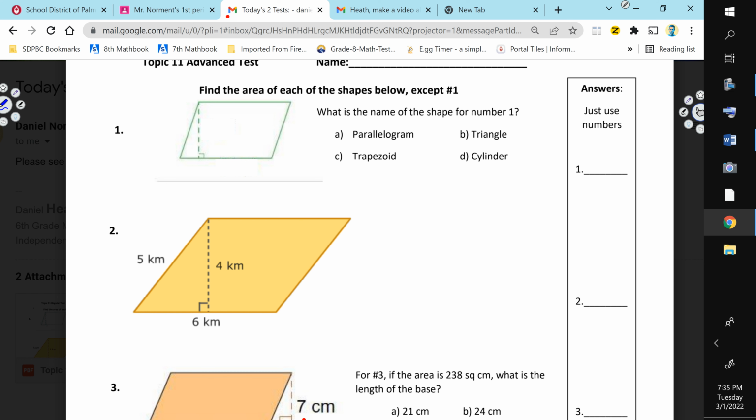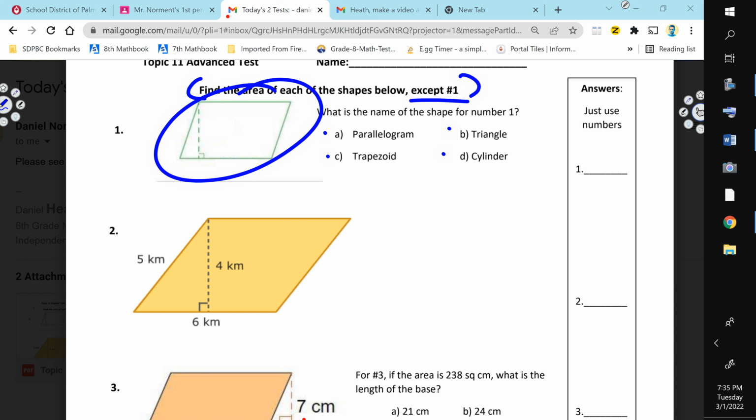Number one, you're going to find the area of each of the shapes except number one, because number one is just asking you to identify which one of those shapes that is. If you put B, I'm going to throw you out the window.